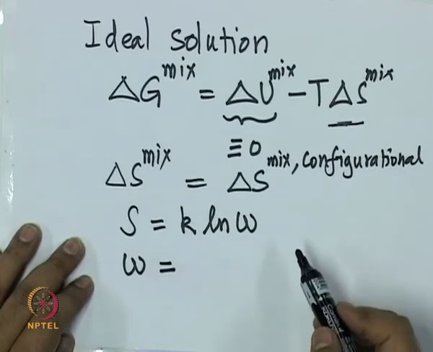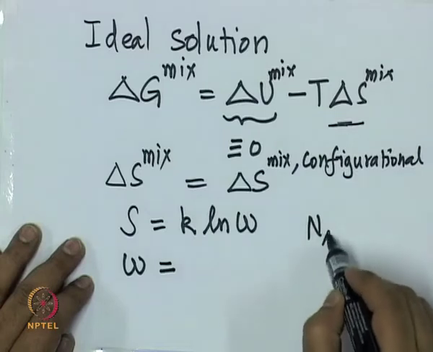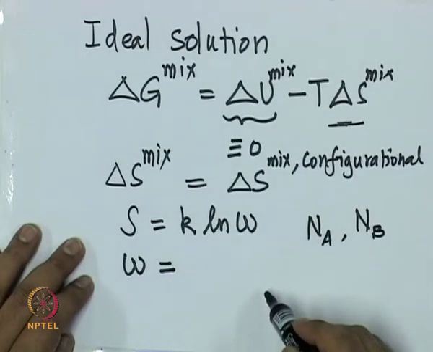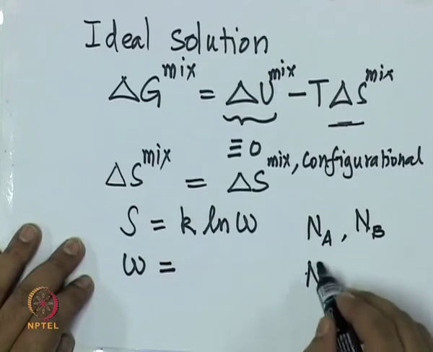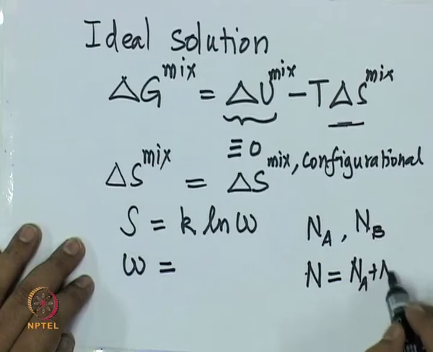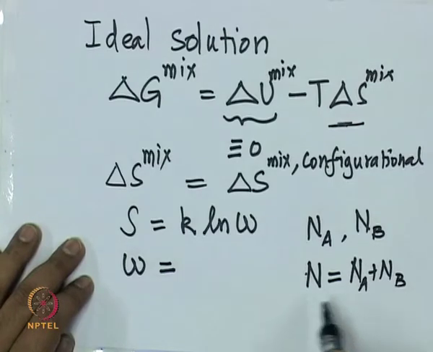In the case of configurational entropy, omega is nothing but the number of ways in which you can distribute. Suppose you had Na number of A atoms and Nb number of B atoms, and you are trying to distribute them on n number of sites. Obviously, n is equal to Na plus Nb, if you assume that this is a binary alloy and there are no defects like vacancies. Okay. So, you have n number of sites which is equal to Na plus Nb, where Na and Nb are the number of A and B atoms respectively.